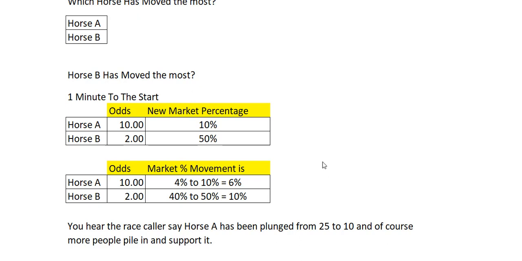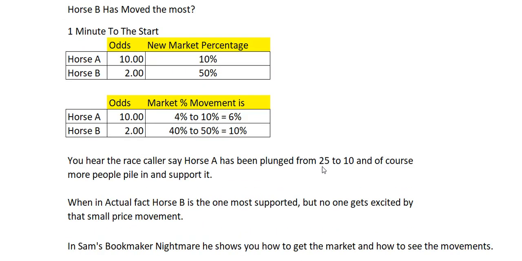Now we hear a race caller say horse A has been plunged from 25 to 10. And of course more people pile in and support it. To go from 25 to 10 needs less money spent on it, as we can just see there, than what it does for a 2.5 or $2.50 horse to come into 2. So the actual fact is horse B is the most supported horse, but no one gets excited about a small price movement, even though it is a big market movement.